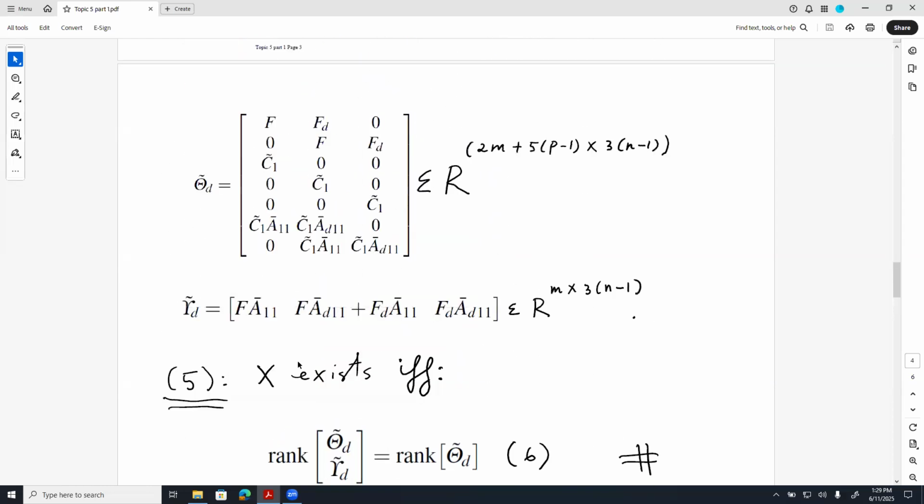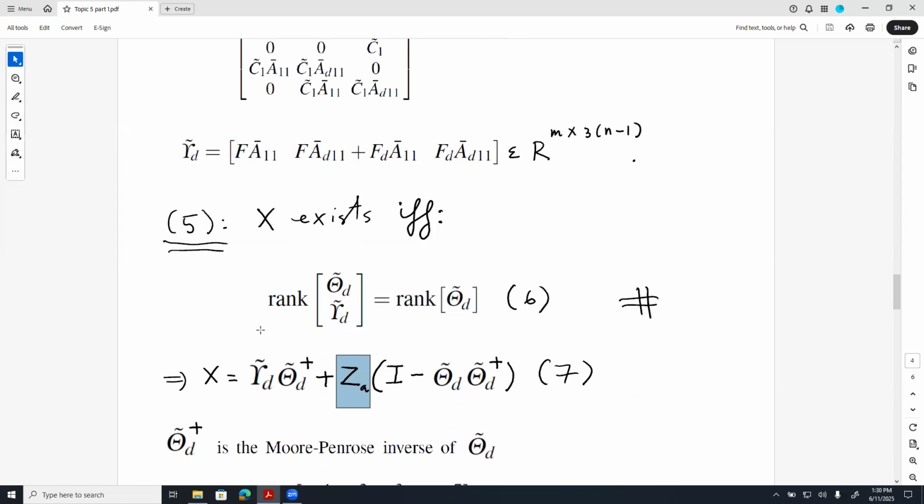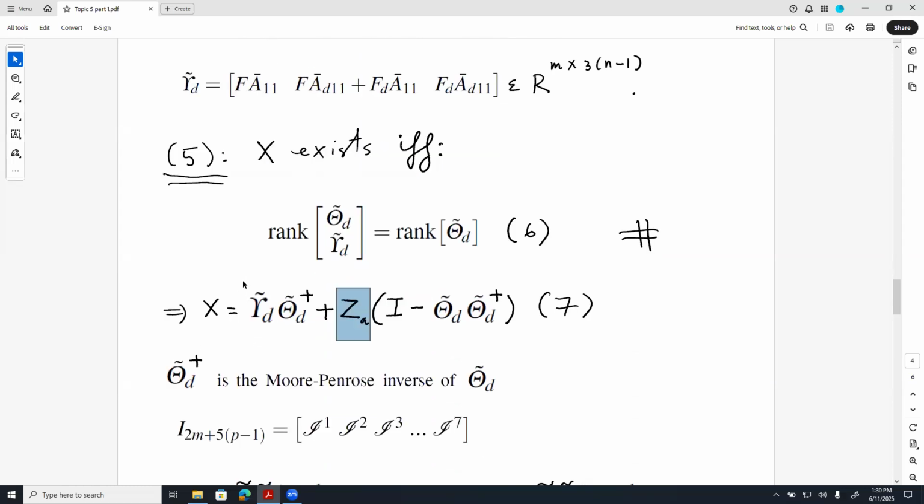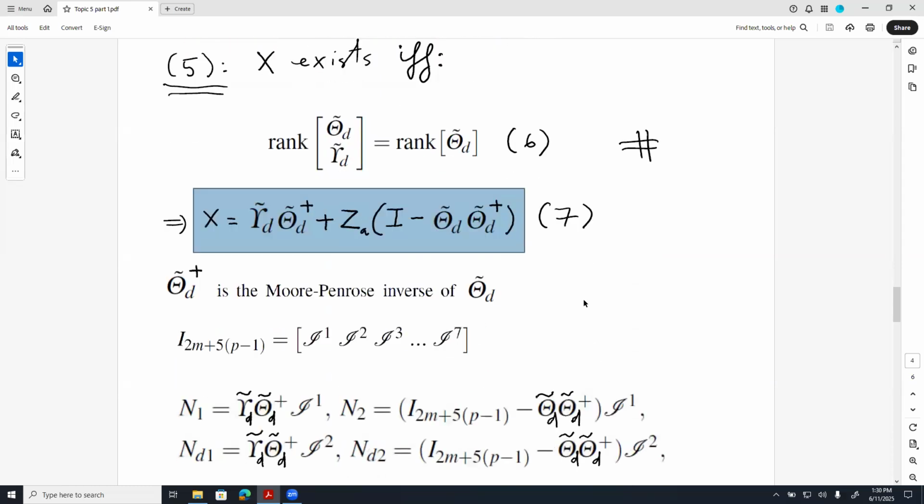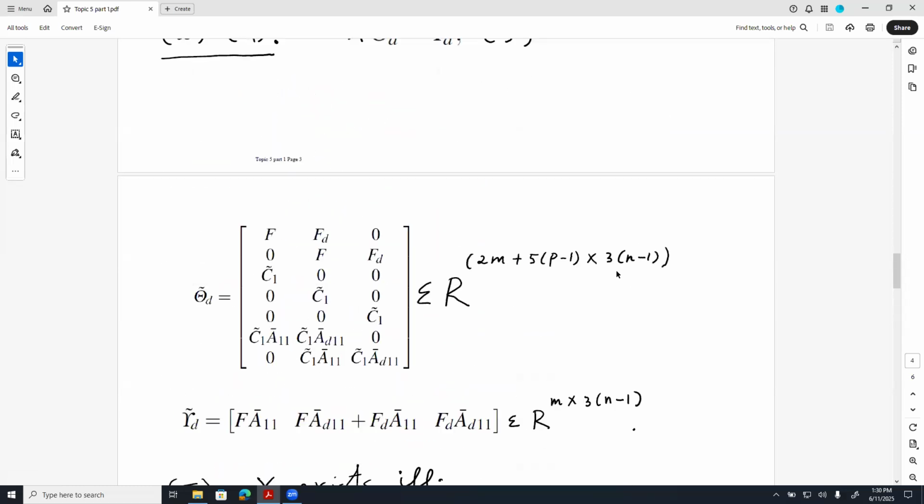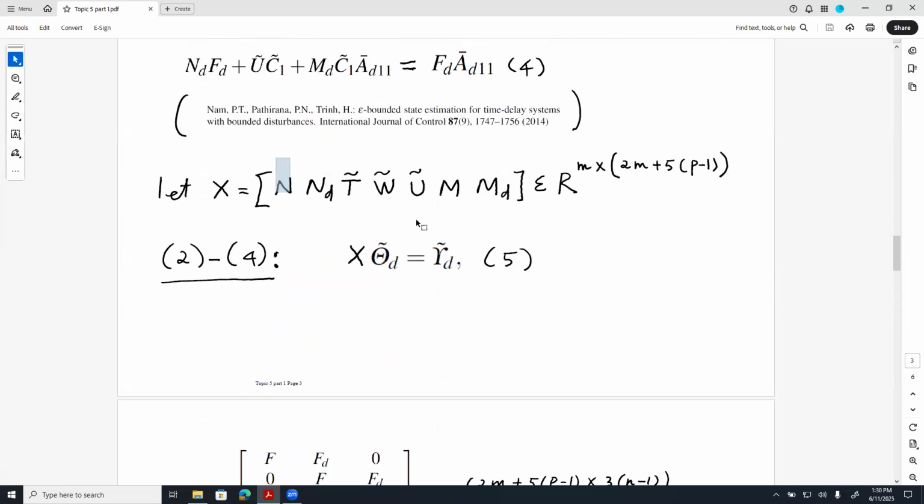So when we check this condition, and if it's satisfied, then we can realize a generalized solution for X. By the way, the matrix I here is of this dimension. It basically has 2m plus 5 times p minus 1 columns, so they are associated with all the columns in this matrix.